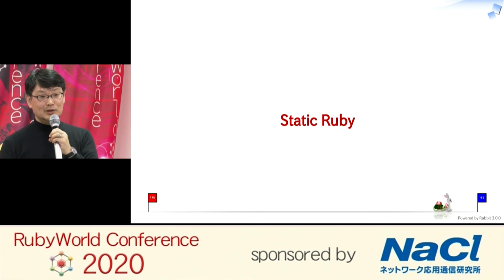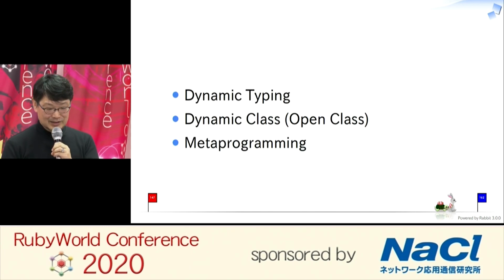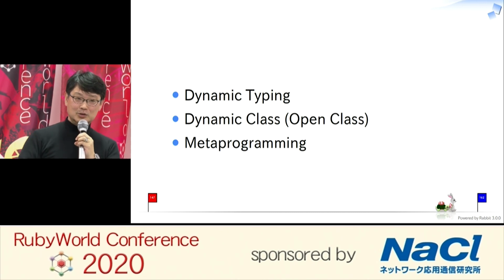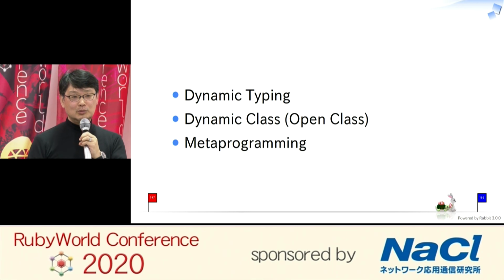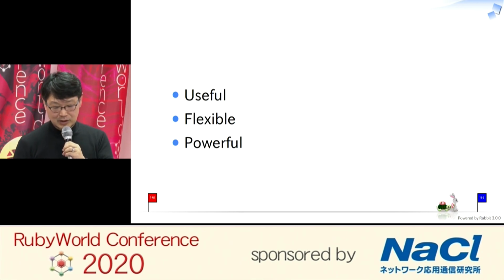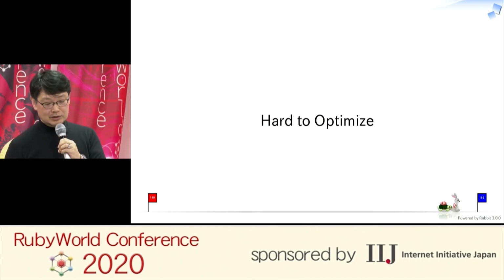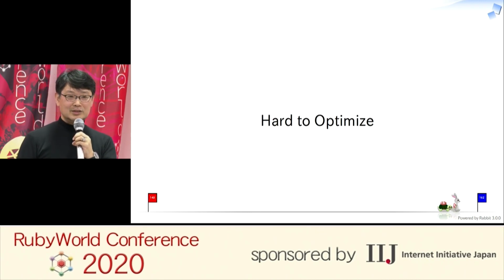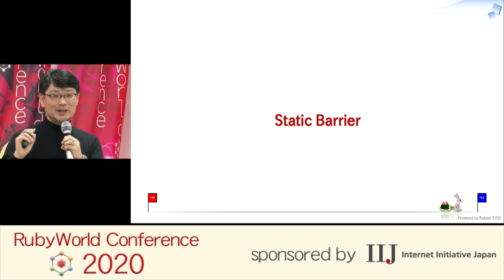I have never made a publication in the Japanese language, but we are thinking of introducing static Ruby. Ruby is a very dynamic language. Dynamic typing, dynamic classes and metaprogramming allow us to change the program itself. They are useful, flexible, and powerful, but it is difficult to optimize the functions.